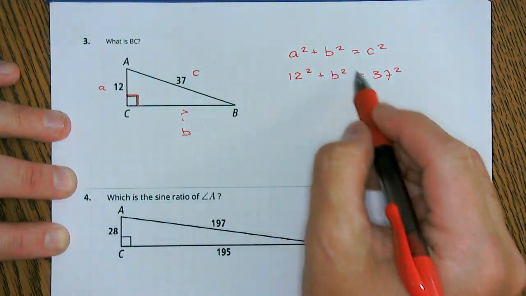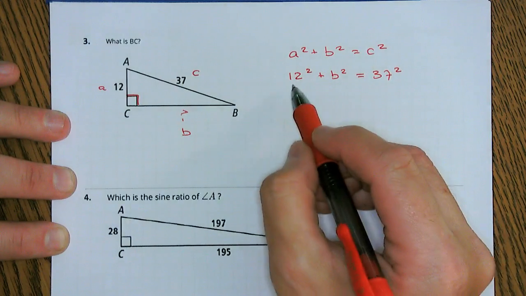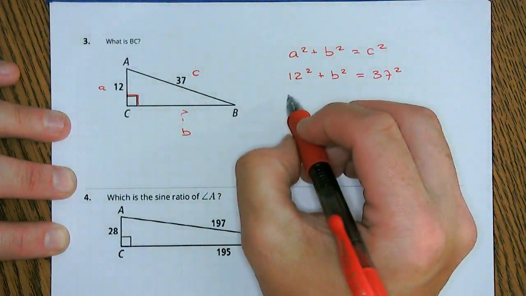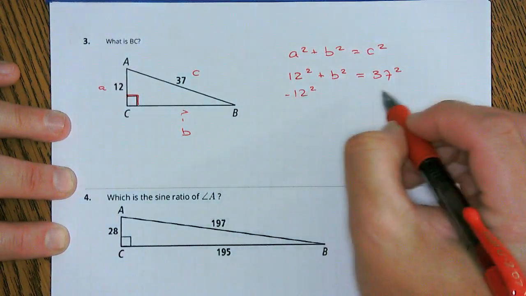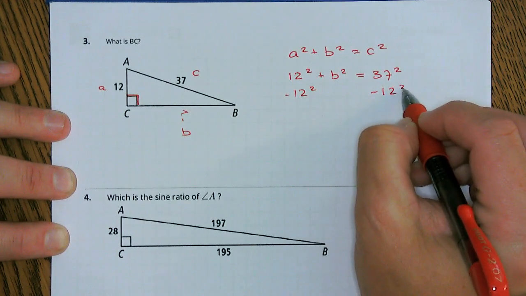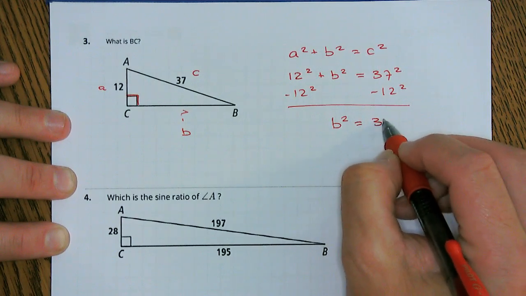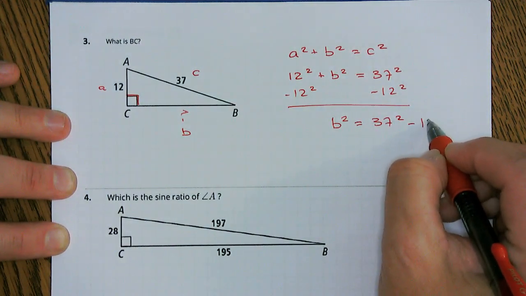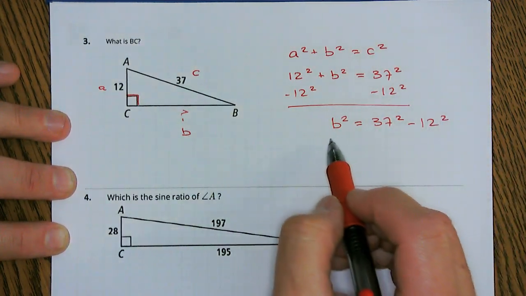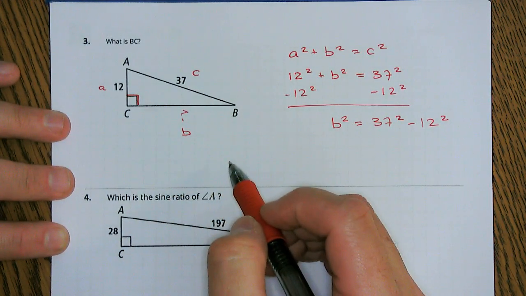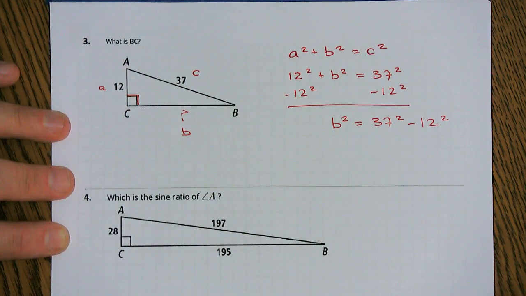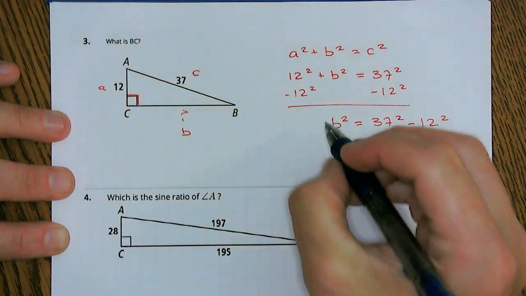squared. Now we're going to try to get this B by itself, so let's move that 12 squared to the other side with a little bit of subtraction. So subtract 12 squared from both sides. We get B squared equals 37 squared minus 12 squared. But remember, we're looking for B and not just B squared, so we have to undo that square with a square root.